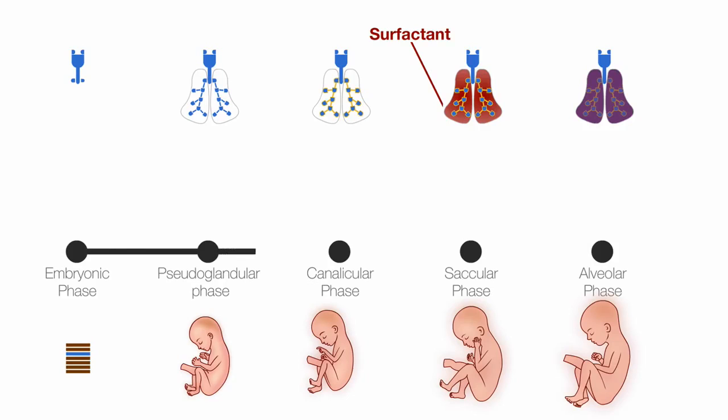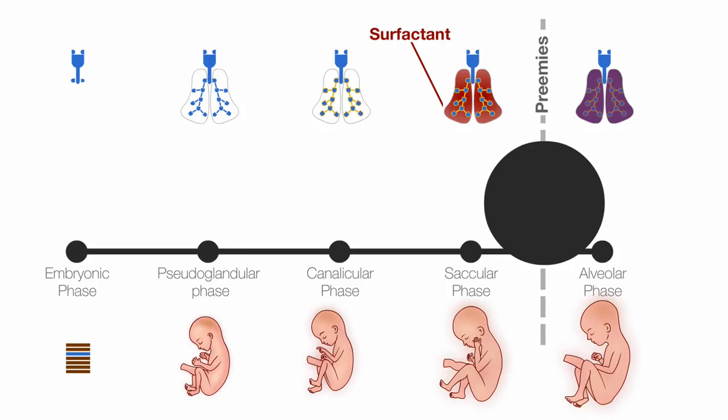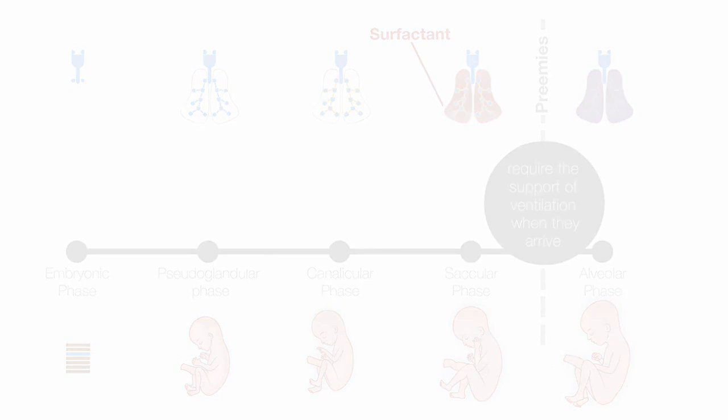Lung development is an extremely critical part of a baby's development prior to exiting the womb, which is why for preemies it is challenging when they arrive early. Often, preemies do not have a sufficient amount of surfactant, which is essential to breathing, and they require the support of ventilation when they arrive and are placed in an incubator until their lungs further evolve.